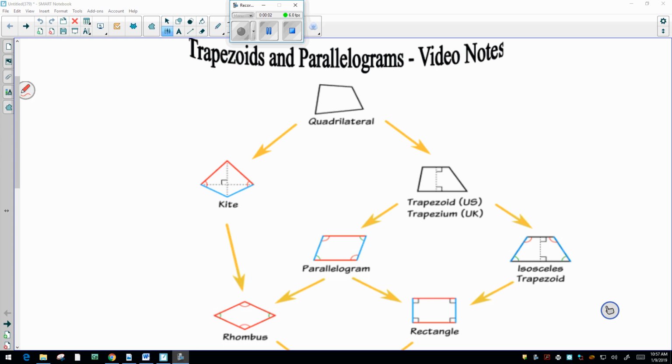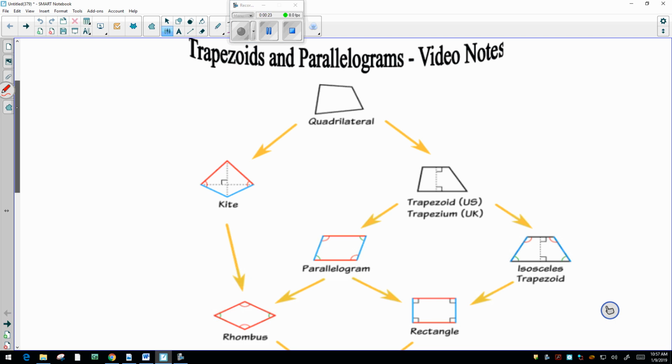So we are moving into our parallelograms, our quadrilaterals. So this is our quadrilateral unit. Quadrilateral being a four-sided figure. It is the family of any shape that has four sides. So the first thing that we are coming up to on our note sheet is a flowchart of quadrilaterals.